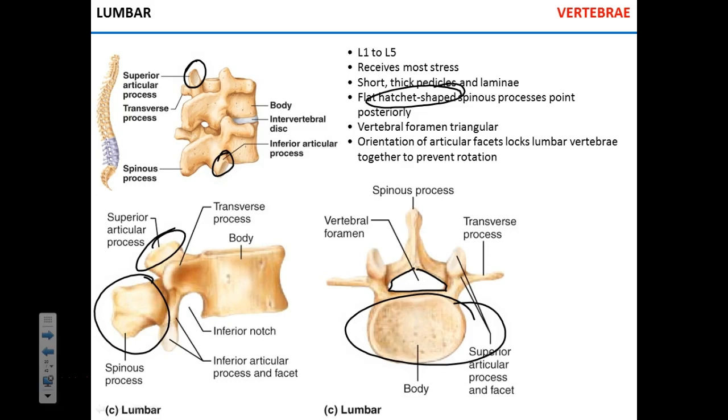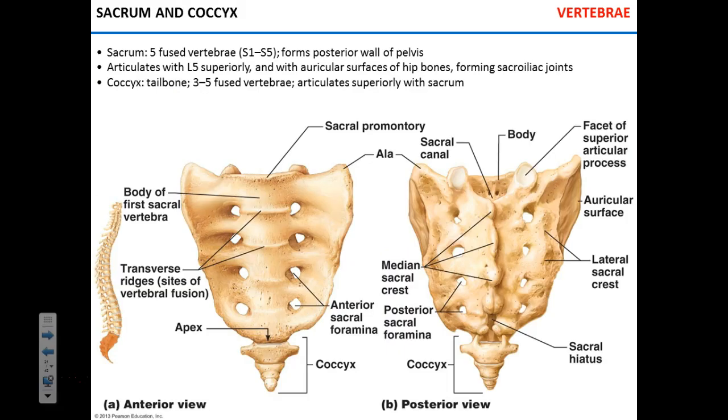Any questions so far? What kind of vertebrae? Thoracic. What kind of vertebrae? Cervical. That's what you're going to have. That makes sense?